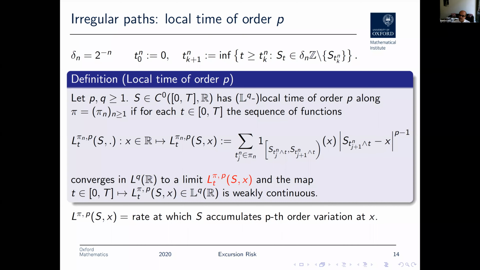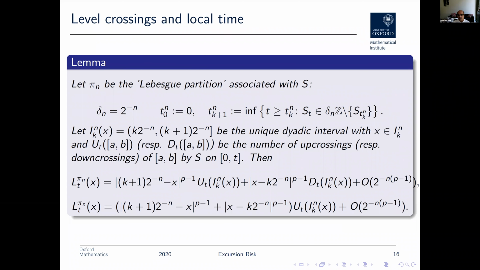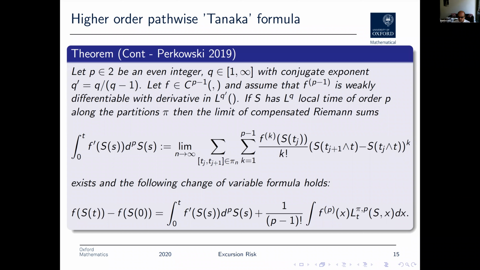Okay, so this makes it a bit less ad hoc, if you want. Anyway, I'm not going to use the change of variable formula in what follows in this talk, but this just shows you where this local time comes from. It's not an ad hoc quantity. What I'm more interested in is the relation between this local time and level crossings at level 0. But maybe this is a good time to make a break.